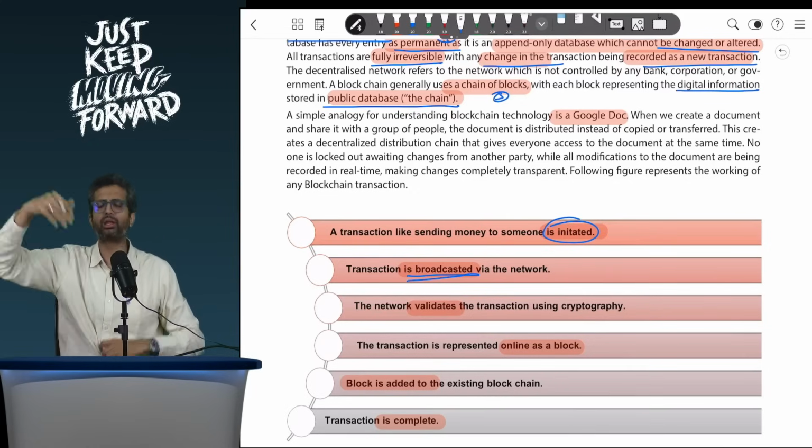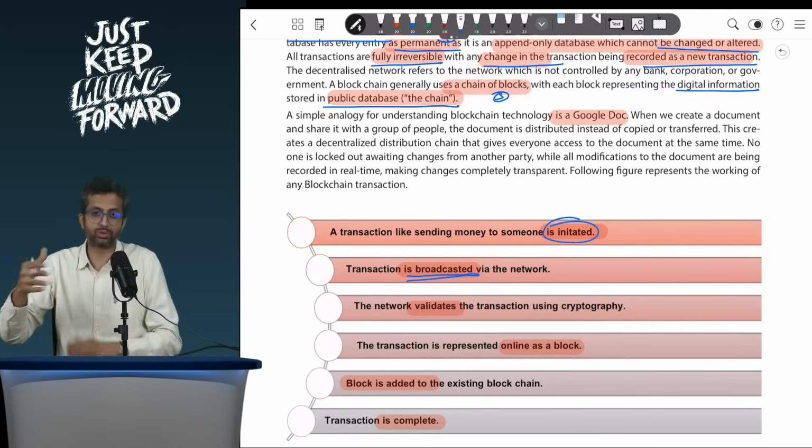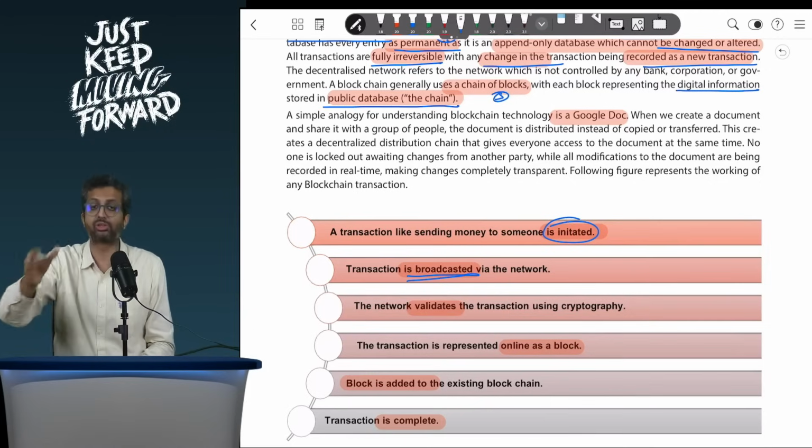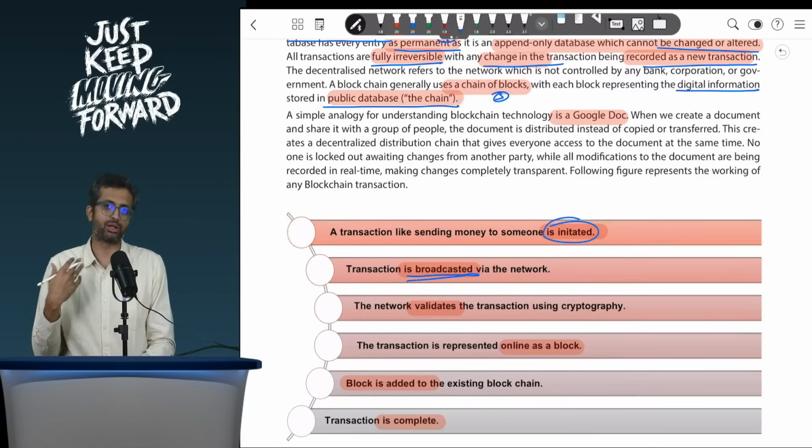You can Google up and try to watch videos for blockchain if you want additional knowledge, but at this stage probably you have better things to do.